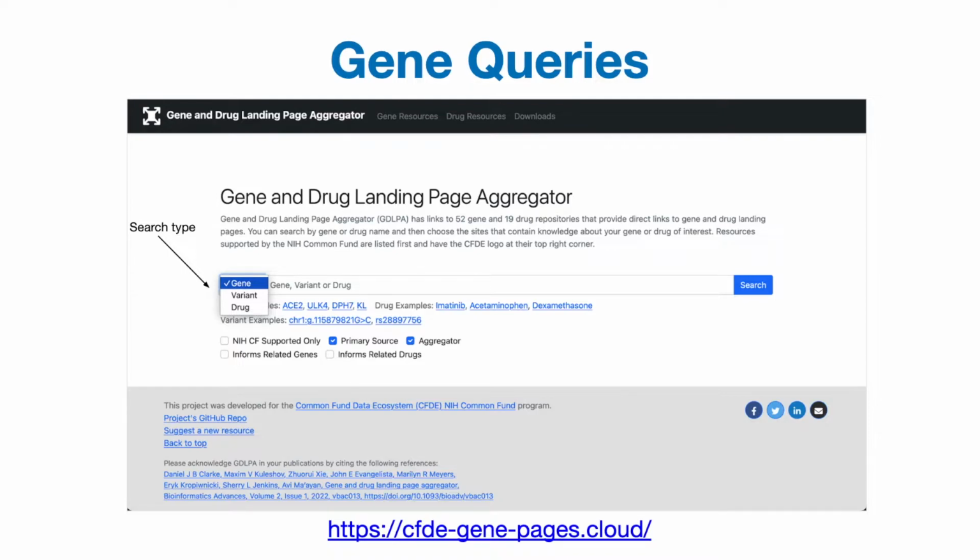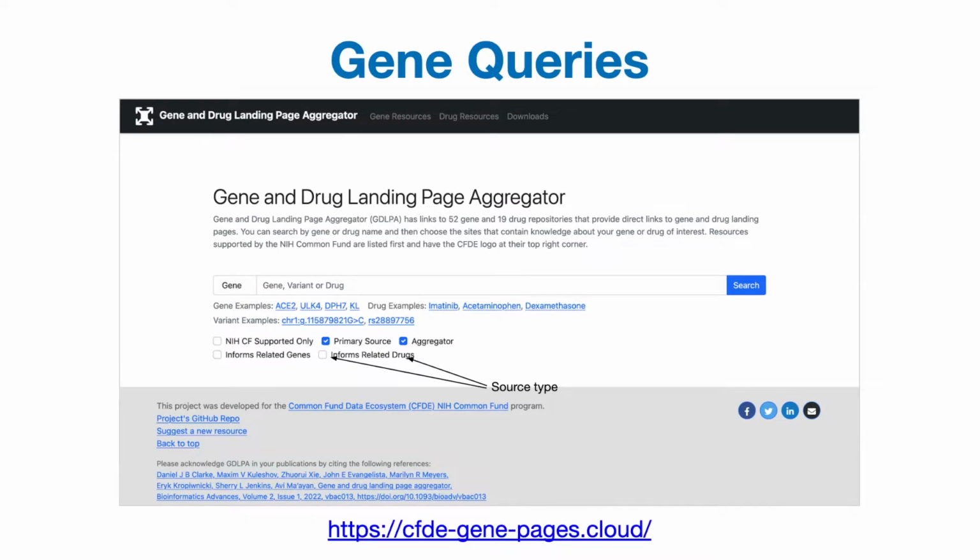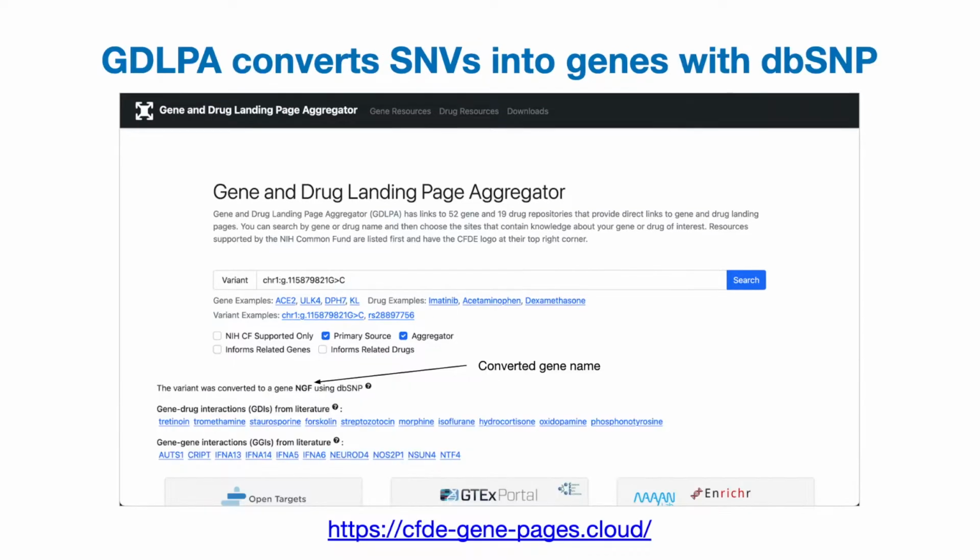A drop-down on the left of the search field can be used to switch between the gene, the drug, or the variant search type. The search results can be additionally filtered by whether a resource is an NIH Common Fund supported resource. Filtering can also be done by the source type, whether a resource is a primary source that generated the data or an aggregator of data from many other resources.